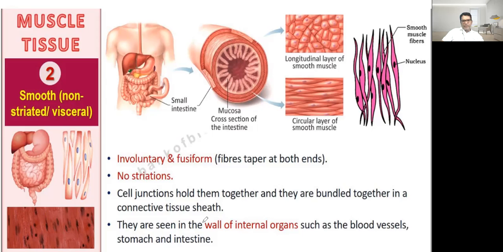So we don't have control over these muscles. Therefore, they are known as involuntary muscle. They don't have striation. And since they are present in internal organs, they are also known as visceral muscles.